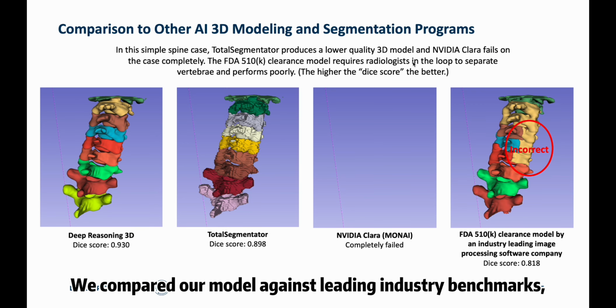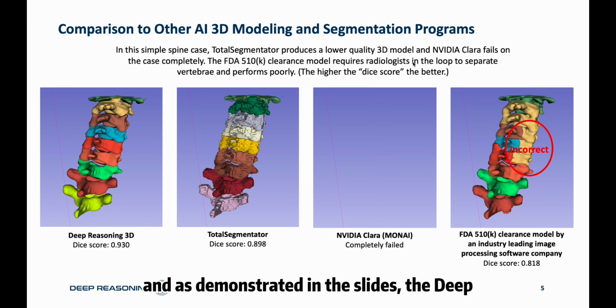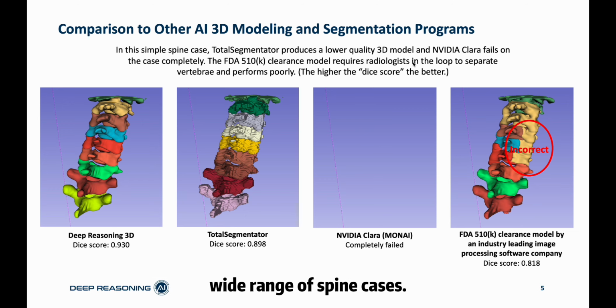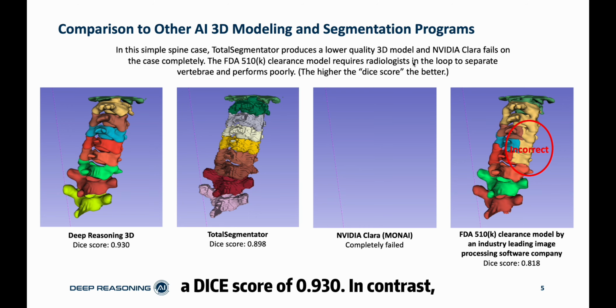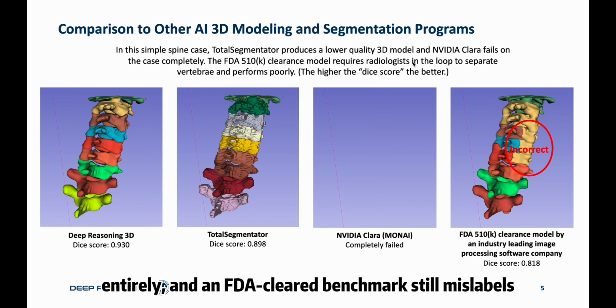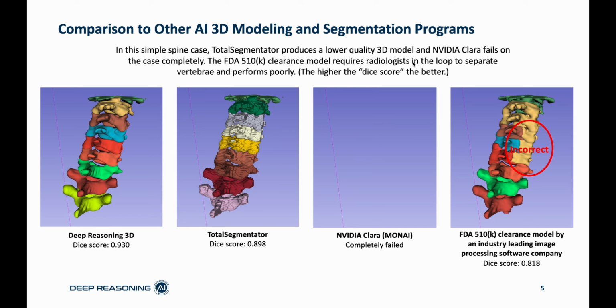We compared our model against leading industry benchmarks, and as demonstrated in the slides, the Deep Reasoning AI algorithm consistently outperforms them across a wide range of spine cases. In a simple adult spine case, Deep Reasoning AI generates a clean, fully labeled model with a DICE score of 0.930. In contrast, Total Segmentator loses anatomical detail. NVIDIA Clara fails entirely, and an FDA-cleared benchmark still mislabels vertebrae even with radiologist assistance.